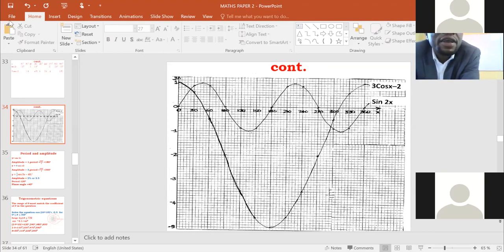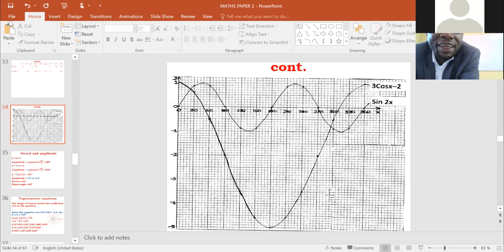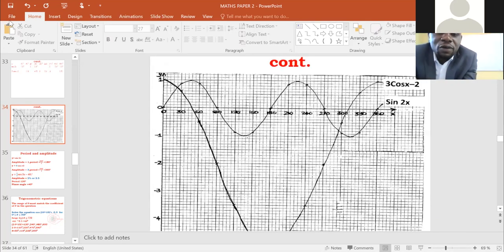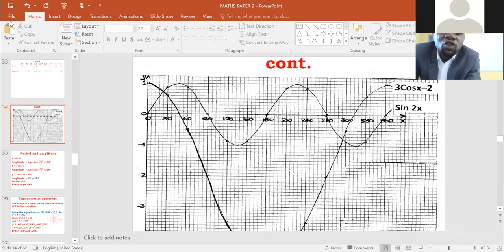What is the answer? 3. Okay. How about the first one? y is equal to sine 2x. What is the amplitude? Amplitude of the first curve, y is equal to sine 2x, is 1, because it goes up to a maximum of 1.